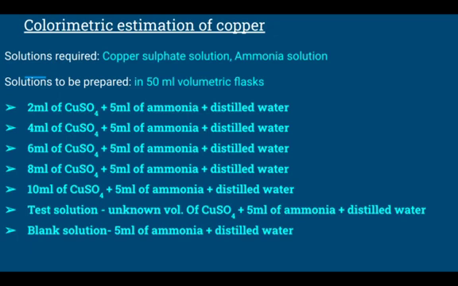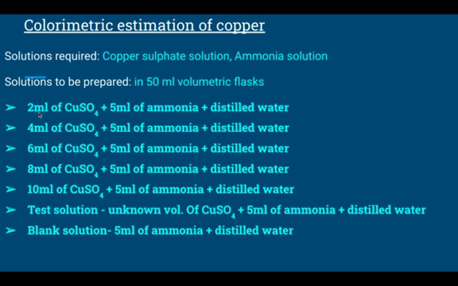Now for the colorimetric estimation of copper, the solutions required are copper sulfate solution and ammonia solution. These solutions will be provided to you, and we have to prepare them in 50 ml volumetric flasks. So you have to take 50 ml standard flasks.